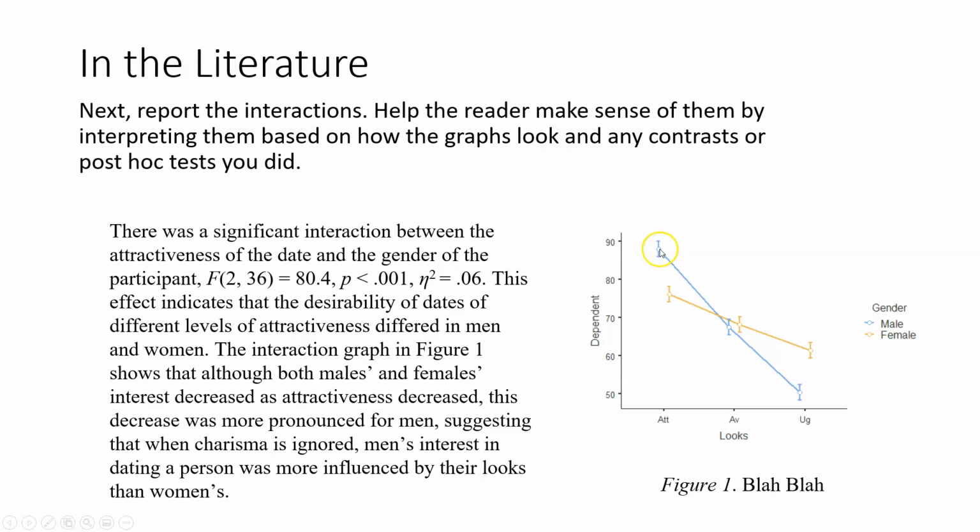in other words, the interest levels decreased as attractiveness went from attractive to average to ugly, this decrease was more pronounced for men, suggesting that when charisma is ignored, men's interest in dating a person was more influenced by their looks than women's. So the reason why I had to say here when charisma is ignored is because charisma isn't part of this interaction. It's not part of this graph. So we're just ignoring the impact of charisma, and we're saying just ignoring that overall, men care an awful lot more about looks than do women.